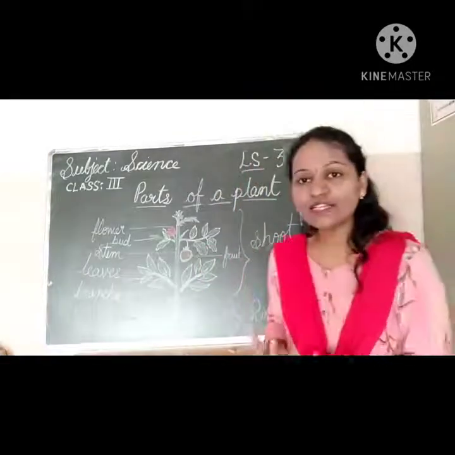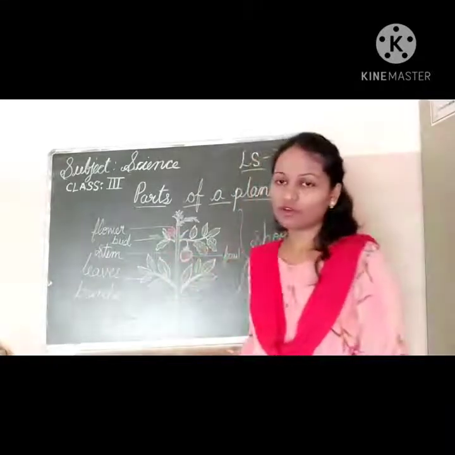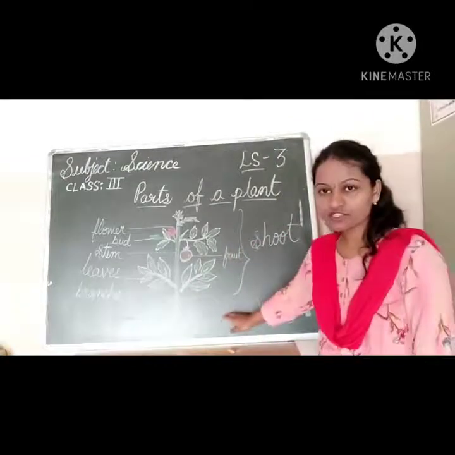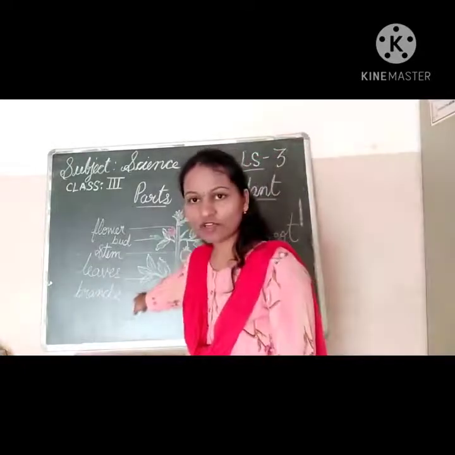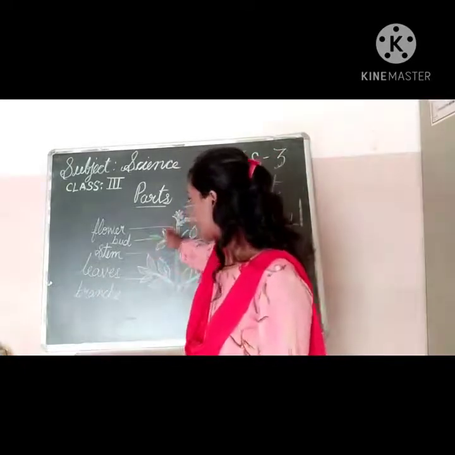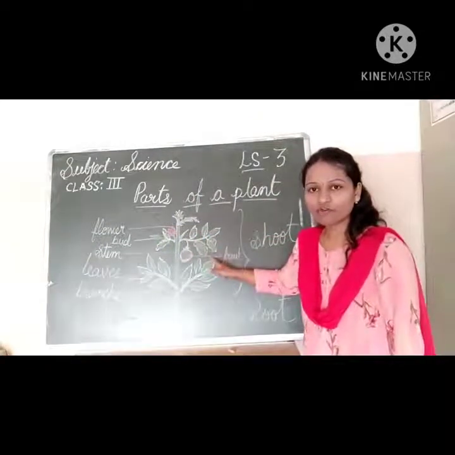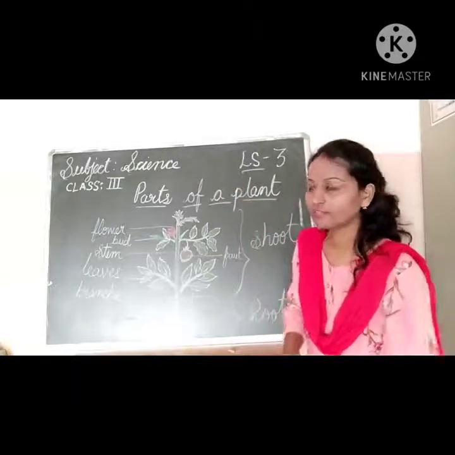So where are the seeds present? The seeds are present in the fruit. So now you have understood all the functions. What is the function of the root? What is the function of the stem? What is the function of the leaves? What is the function of the flower? How is the flower converted into fruit? Fruit consists of seeds and seeds help to grow into other plants.